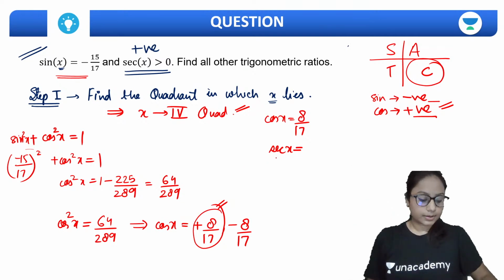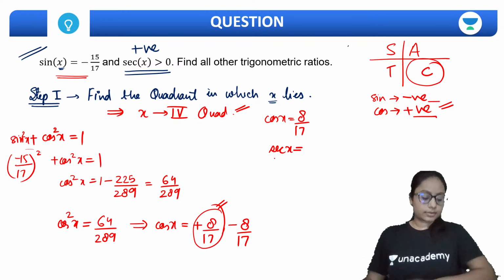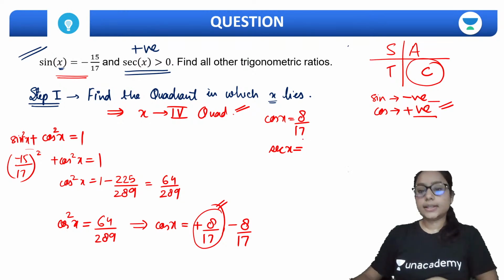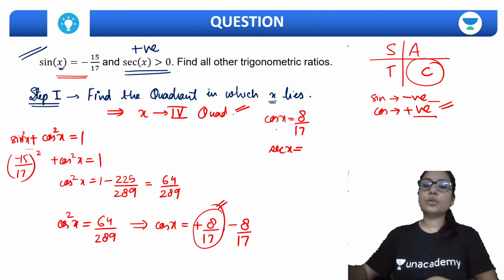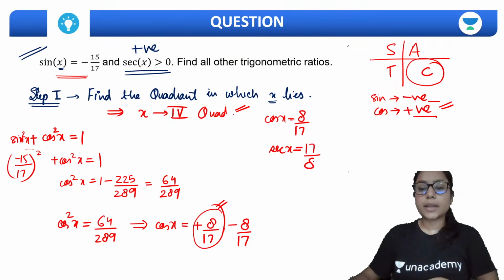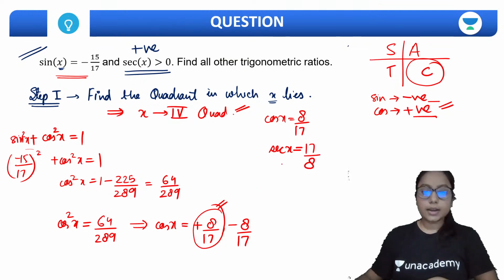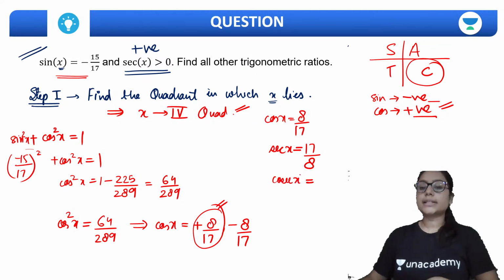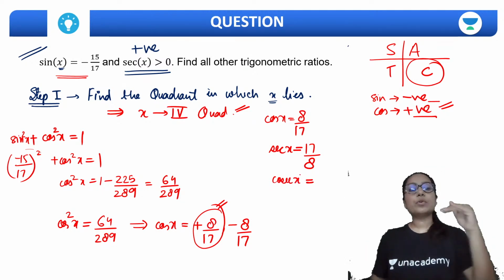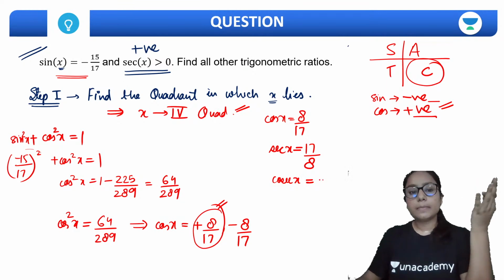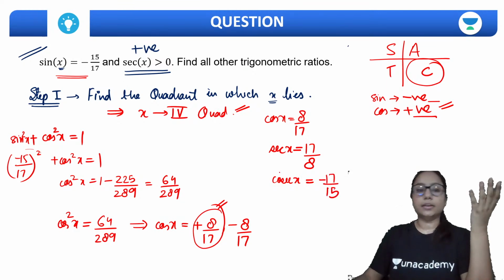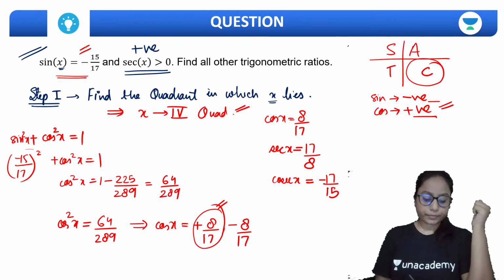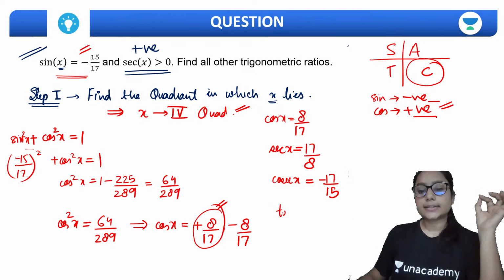What is sec x? It will be the reciprocal of cos x. So this is 17 by 8. What is the value of cosec x? Reciprocal of sin x. So this will be minus 17 by 15. Okay, from here, find the value of tan x.